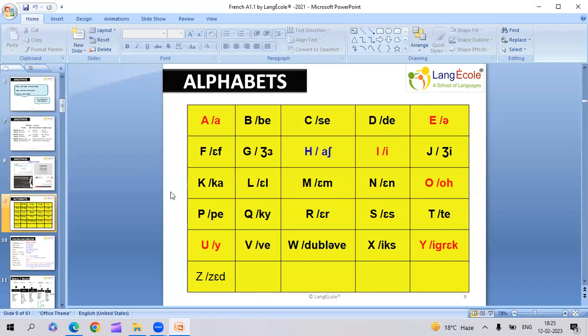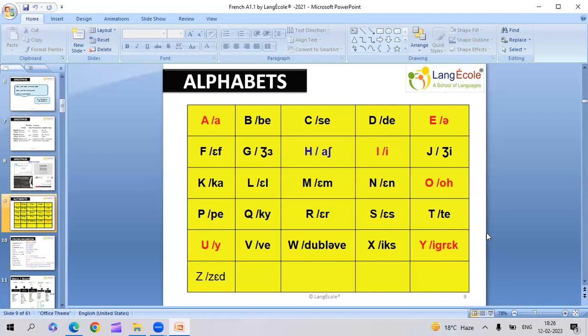Now P, P, Q, Q, R, R, S, S, T, T, U, U, V, V, W, W, X, X, Y, Y, Z.